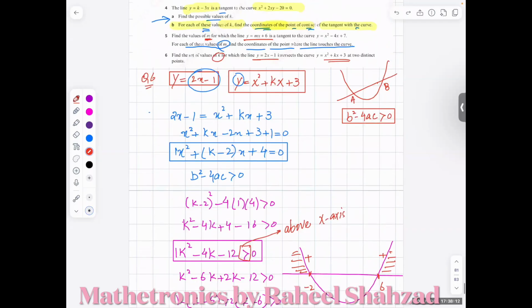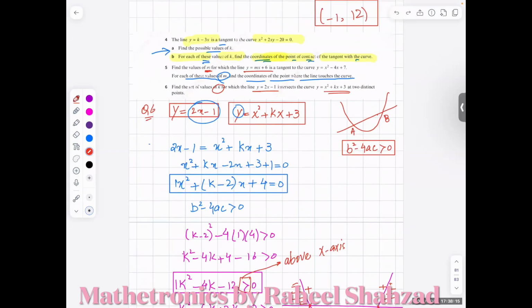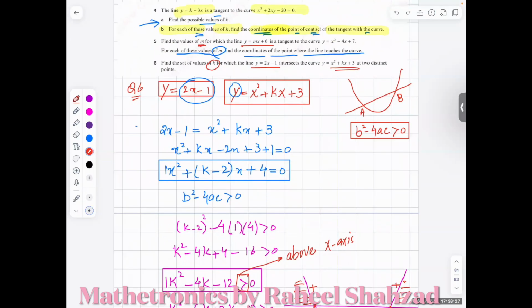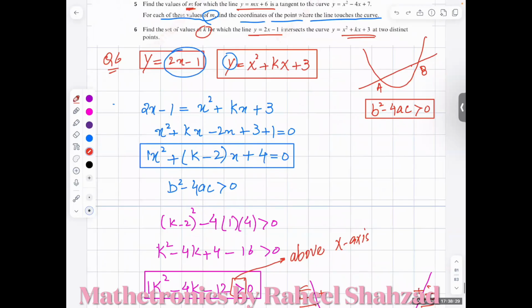Yes, sir. The first two questions we did were for tangent. For that, the discriminant had to be put equal to 0. The next question was when the discriminant is going to be greater than 0, because now they want us to investigate for values of k where the line cuts the curve at two distinct points. Okay.